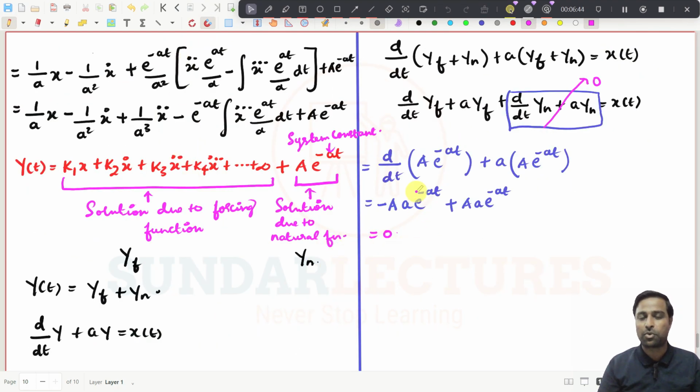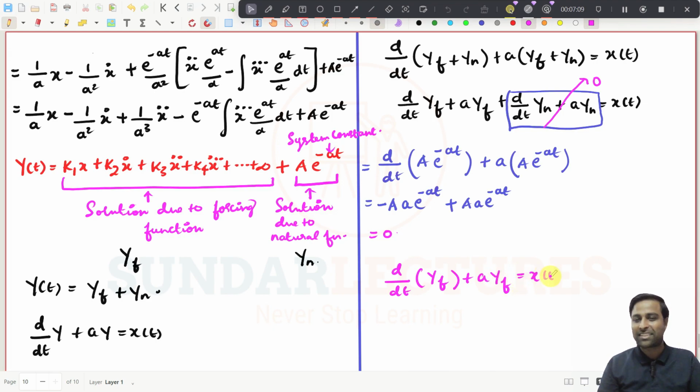Now we are relating. So what is my point? This solution due to forcing function alone should satisfy the differential equation. So it should satisfy x of t. Try to understand: d by dt of yf plus a into yf should be equal to x of t. That is my point. This alone, I will write it down anyhow.